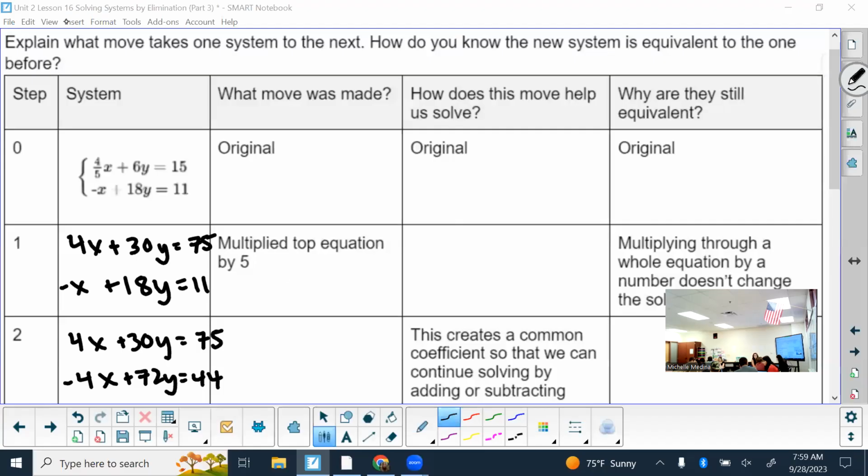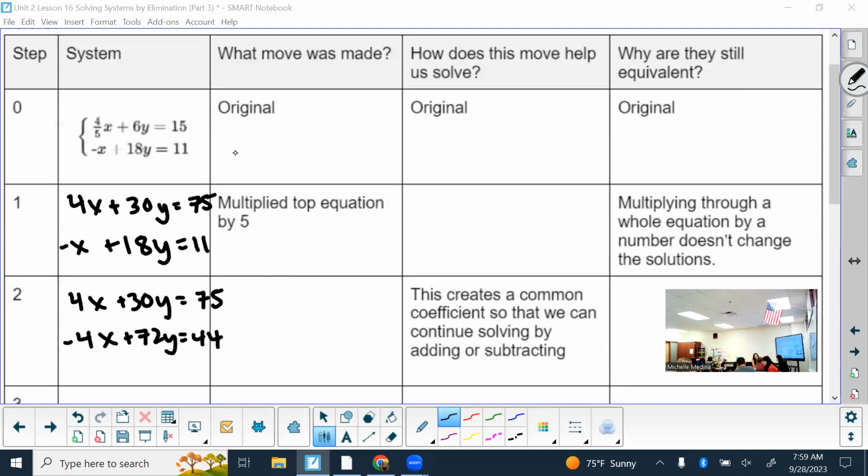So we know that all the steps are right now. We filled them in on our table. Now we're kind of verbalizing what's going on. Some were given to you, some were not. So like this was given to you. They multiplied the top equation by 5. Why would that be helpful? What did it do when it did that? They got rid of the fraction. So got rid of fraction.